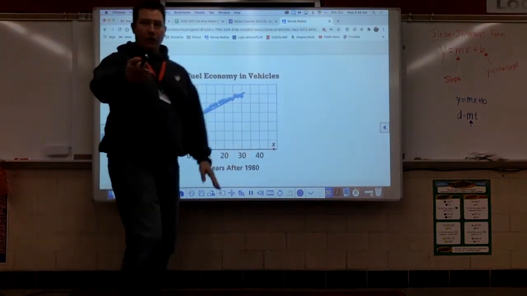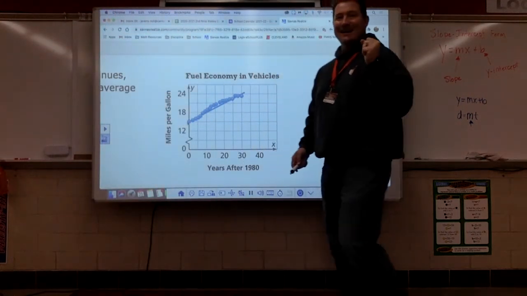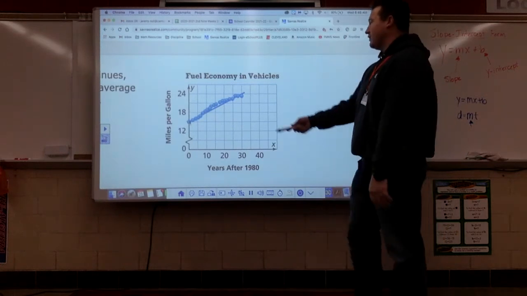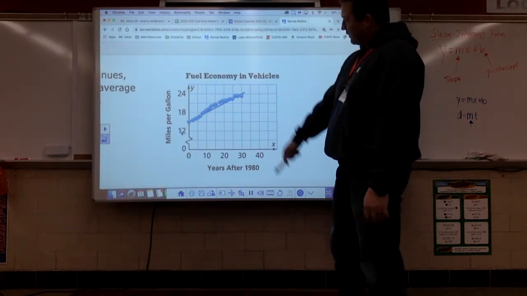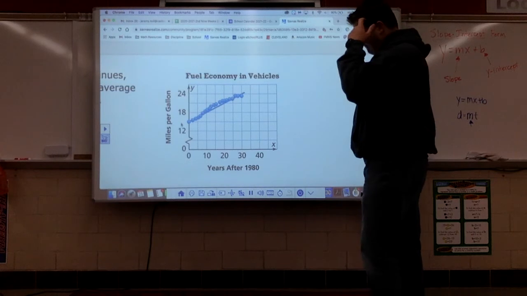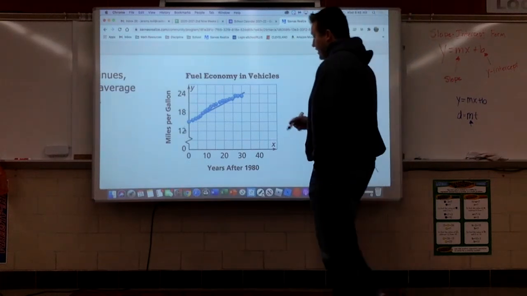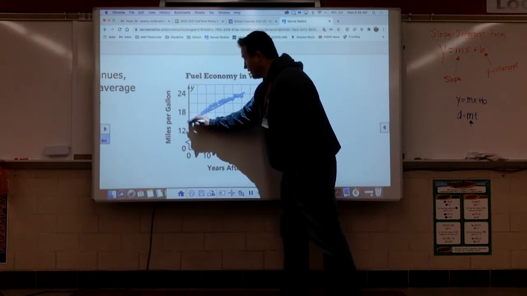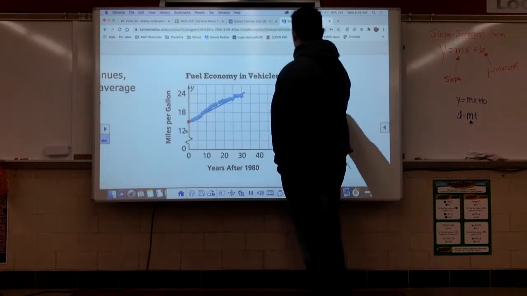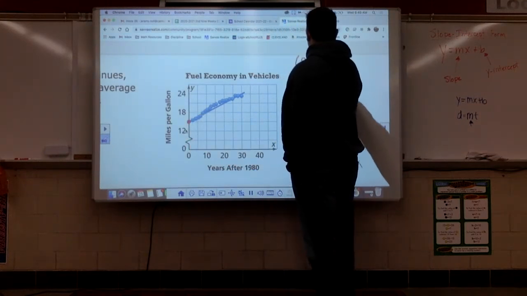Do we know the y-intercept? Yes, we do, guys. I don't know what number is halfway between 12 and 18. Well, add them together and divide by 2. 15. Okay. So, guys, we're going to use this point here, right? I like that one. This is the point (0, 15).